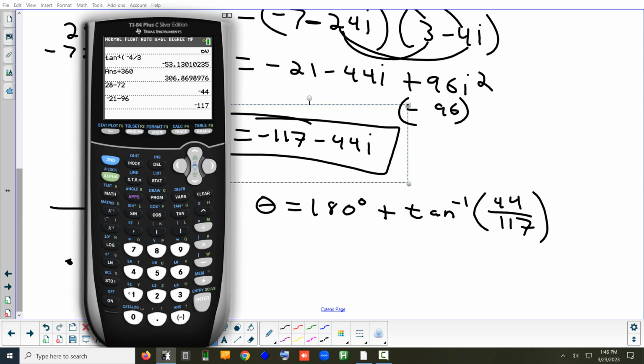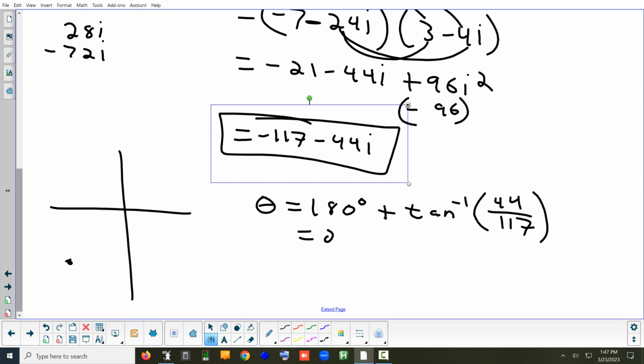Okay, let's see what we get for an angle. Plus inverse tangent of 44 over 117. 200.61. That's my angle. 200.61.